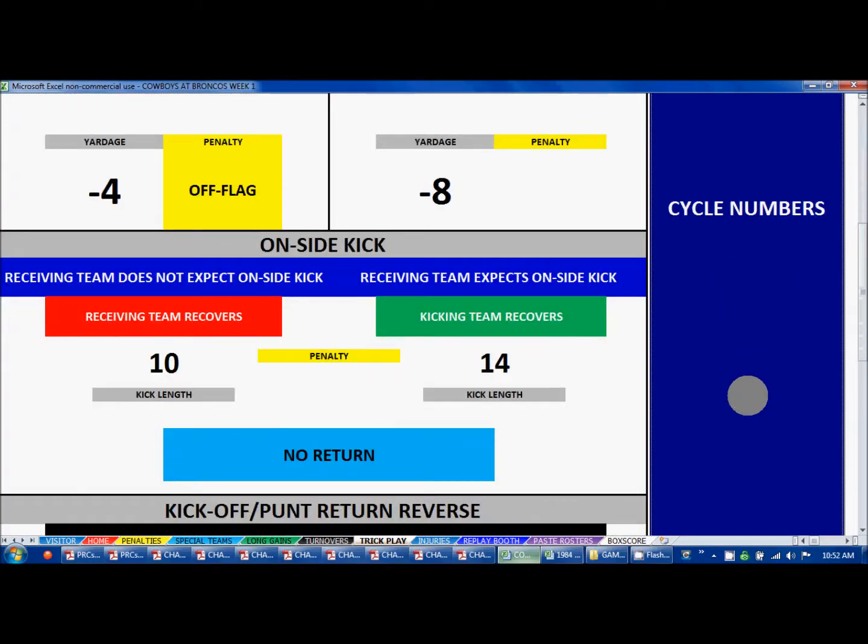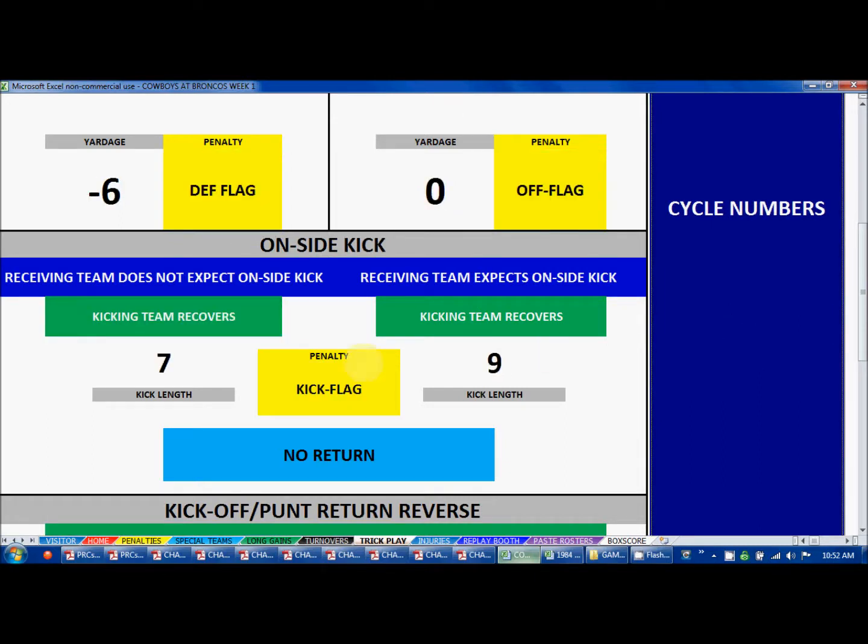Onside kick. These are fun. If the receiving team does not expect an onside kick, you use this side. If they are expecting an onside kick, you use this side. So again, you cycle the numbers. This tells you how many yards the kick traveled and whether there's a penalty on the play.